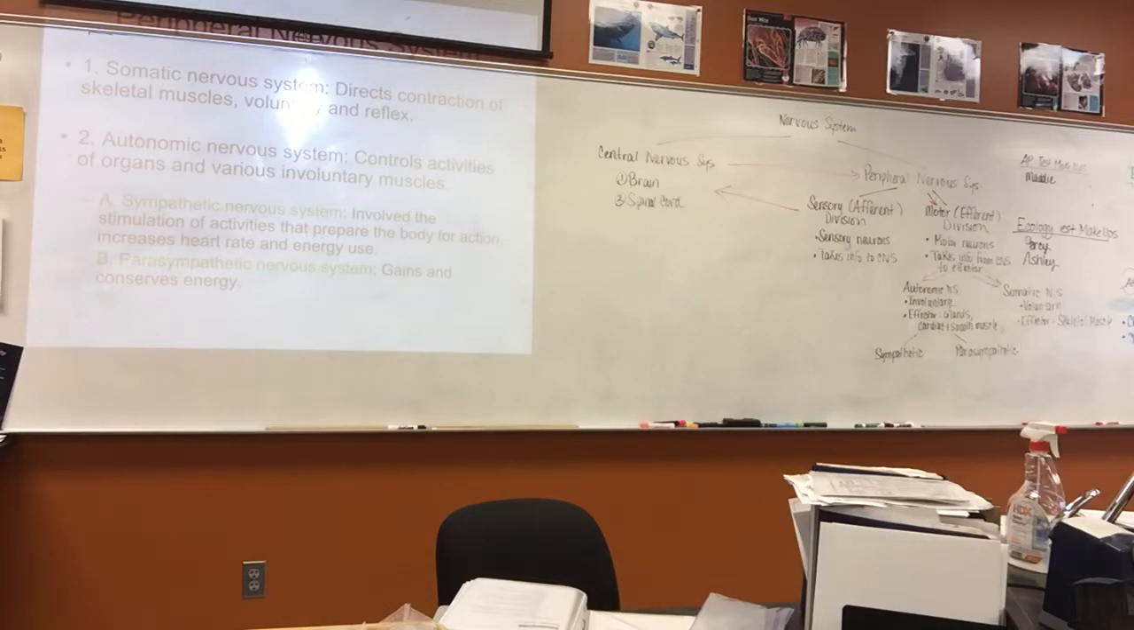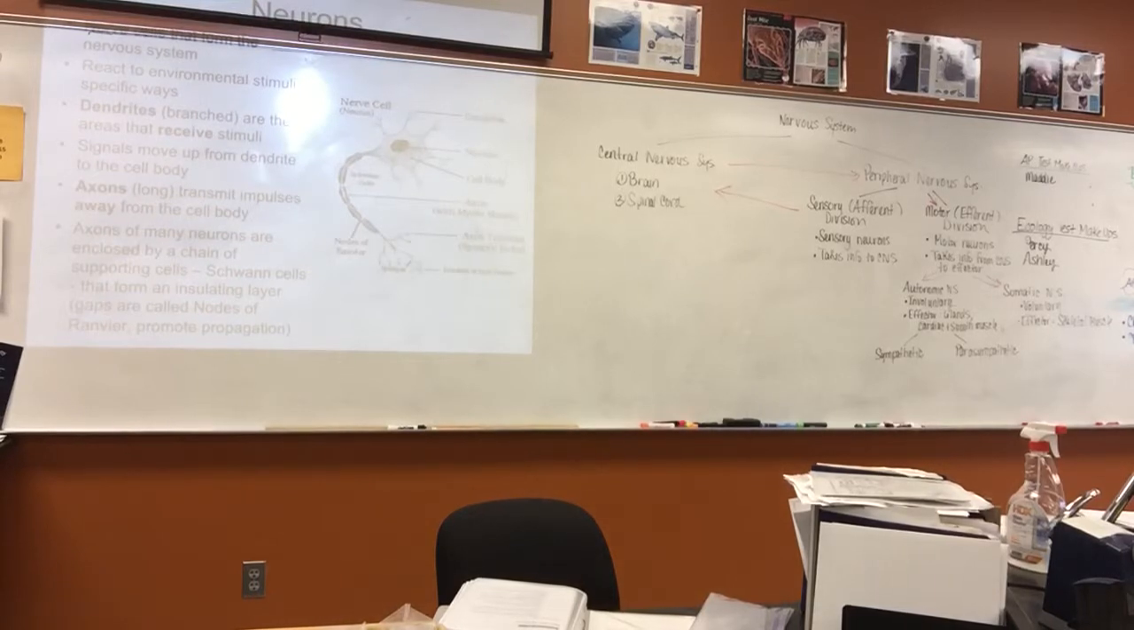And then, of course, depending upon what's going on, involve the sympathetic or parasympathetic underneath the autonomic nervous system, either involving the use of energy or conserving energy. So let's talk about how they communicate with one another then. So this was the beginning part of your homework over the weekend, was about the structure of neurons.